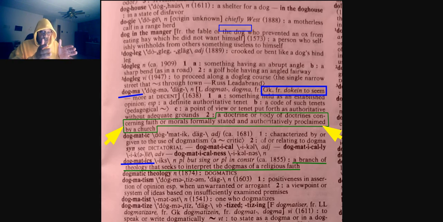Now, you look up these words. You study these words.